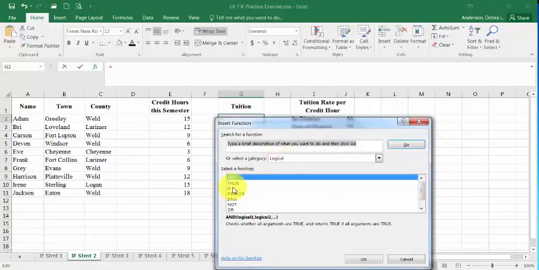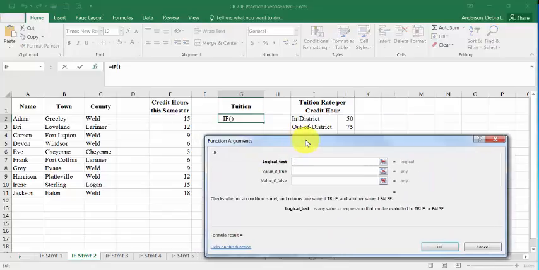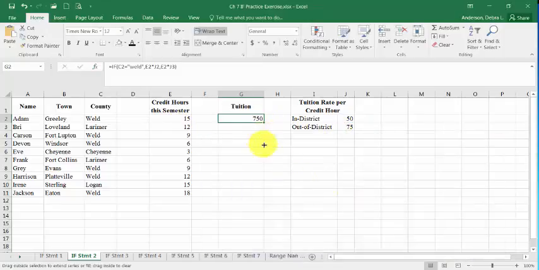FX, category is logical, function is IF, question is county equal to quote, Weld, quote. Any text has to be in quotes. If it's true, I'm going to multiply credit hours times in district rate, and if it's false, I'm going to multiply credit hours times out of district rate. So if my answer is true, it's credit hours times in district rate. If my answer is false, it's credit hours times out of district rate. Hit OK, copy your formula down.